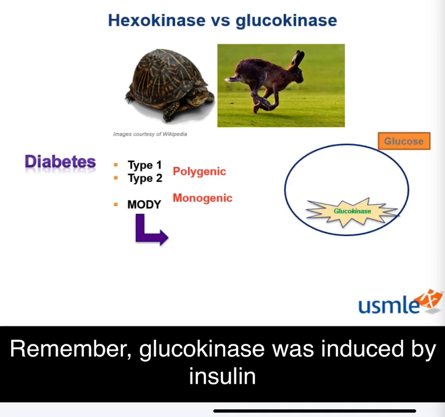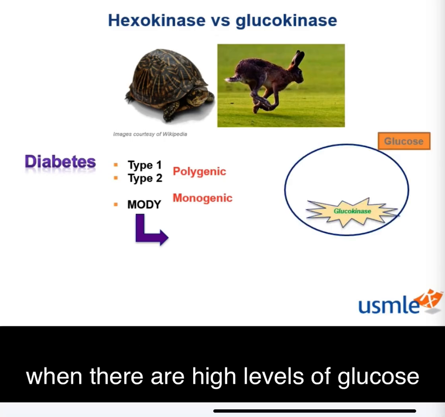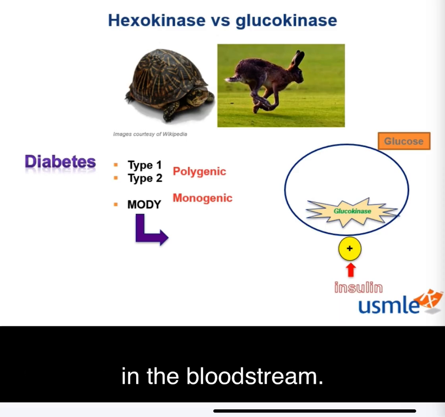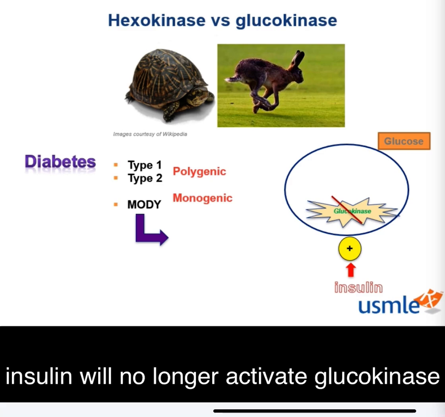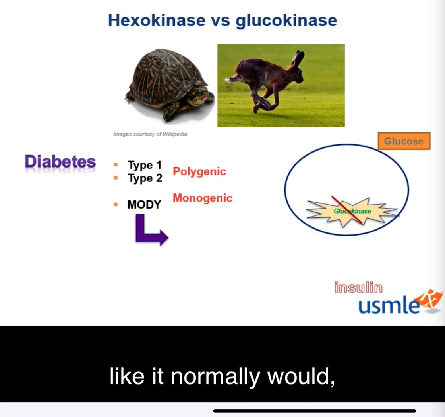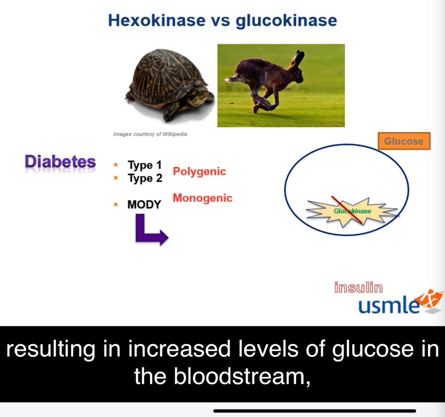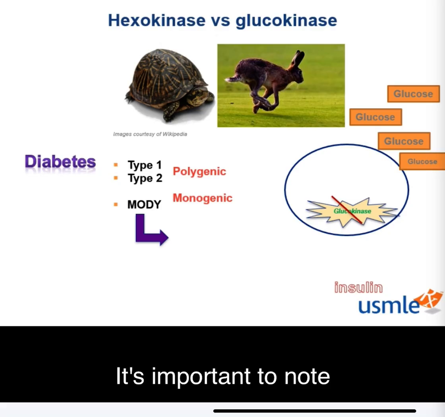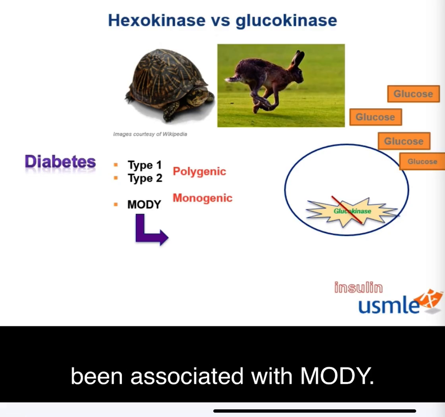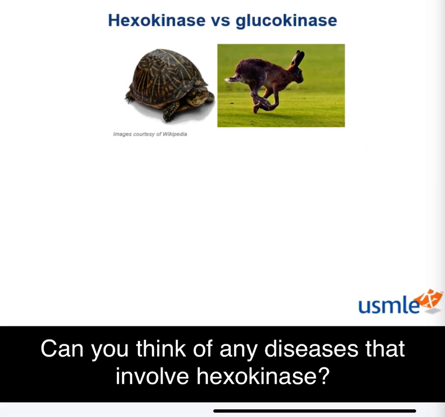Remember, glucokinase is induced by insulin when there are high levels of glucose in the bloodstream. If a point mutation causes the glucokinase enzyme to malfunction, insulin will no longer activate glucokinase like it normally would, resulting in increased levels of glucose in the bloodstream because glucose would no longer be trapped inside the cell. It's important to note that hexokinase has not been associated with MODY. Can you think of any diseases that involve hexokinase?